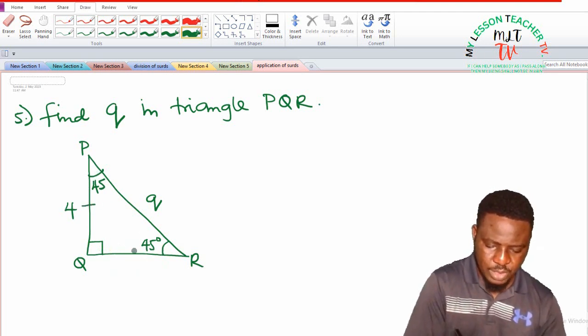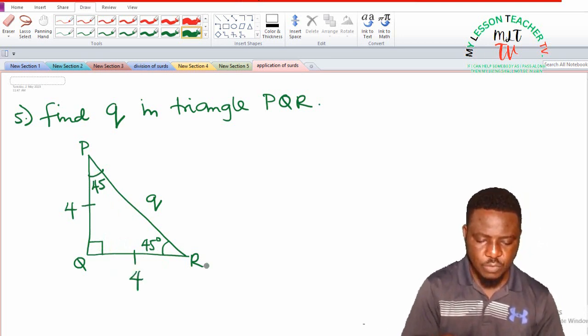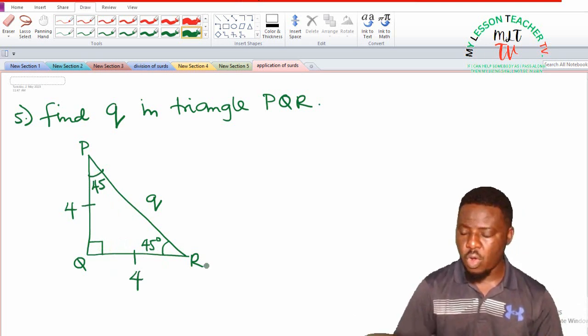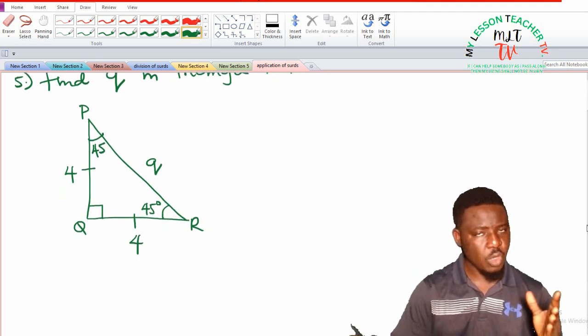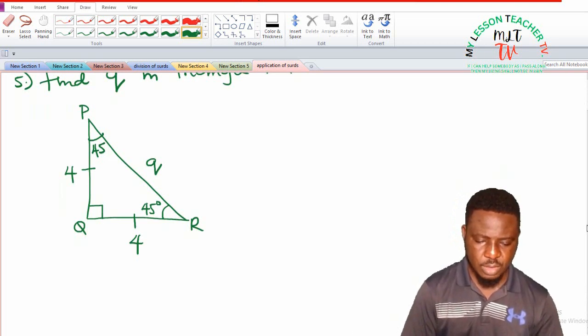So this side will also be equal to this side. So it therefore means that side QR is also 4. You can either use Pythagoras theorem in solving this or the trig ratios. But since the topic we are dealing with is on trig ratios, let us use it in solving this.